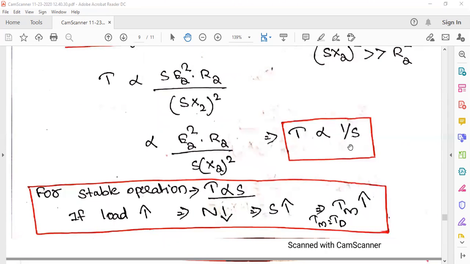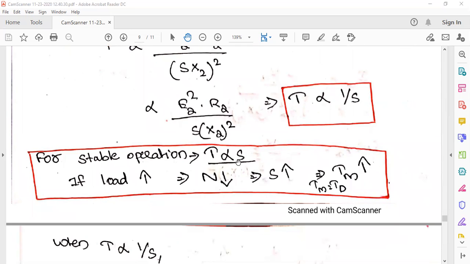So at low value of slip, T is proportional to S. At high value of slip, T is proportional to 1 by S. So for a stable condition, T is proportional to S, that is at low value. So if load increases, speed decreases, slip increases, and Tm also increases.